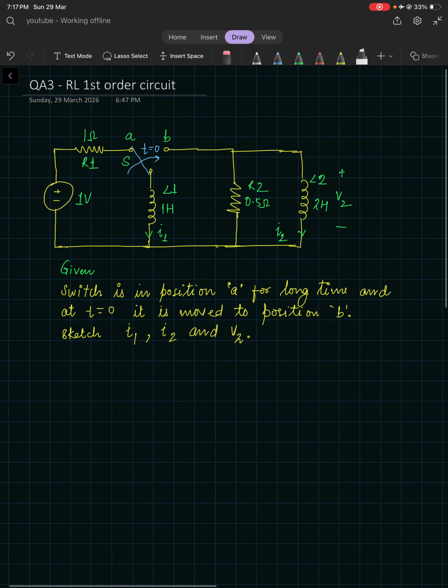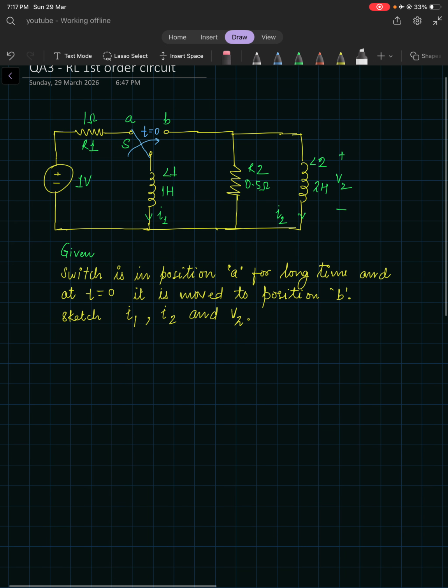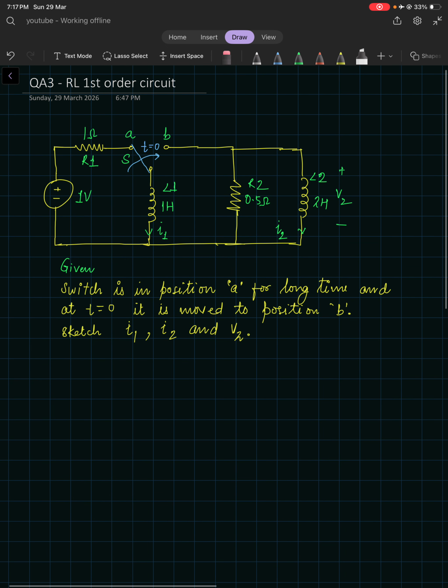So in this class we will solve one RL first order circuit using differential equations, right? So in the previous lecture, that is L3, we have seen the basics of RL circuit, first order circuit, right? So let's solve this.